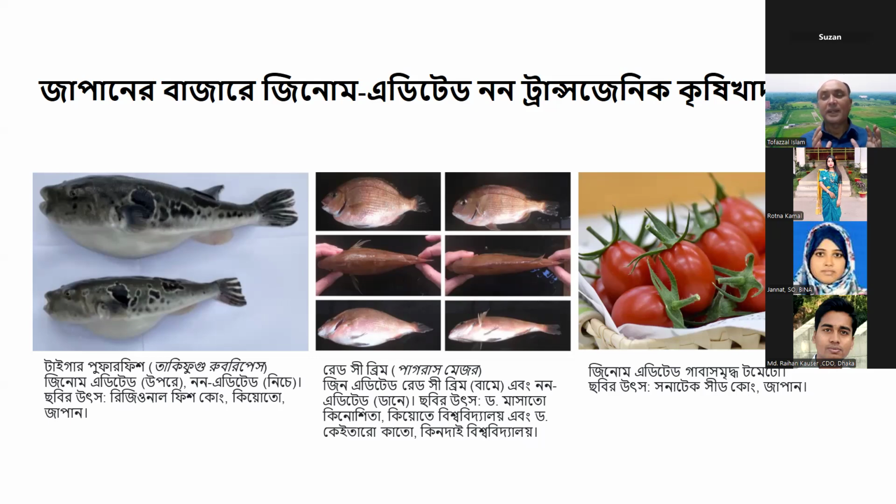But at embryonic level, in the case of fish or tiger puffer fish, it is a very, very smart way. And in the case of plant, the smartest way is to do it at cellular level and do the tissue culture and get a plantlet and the whole plant.